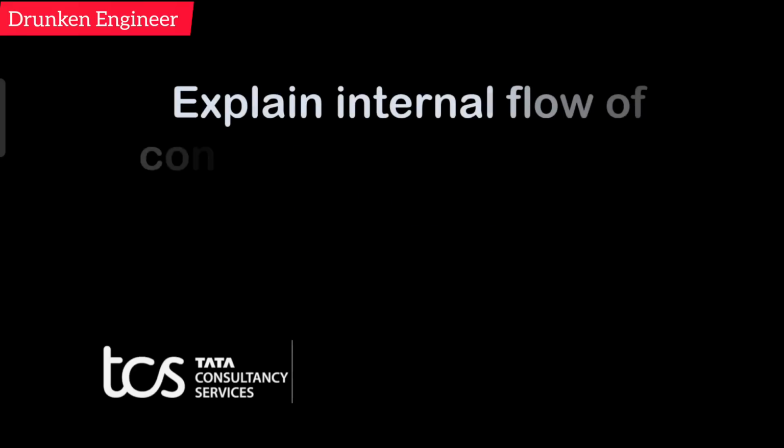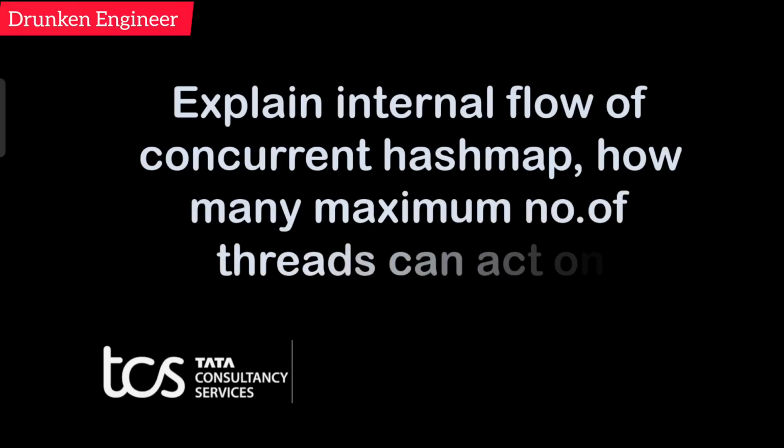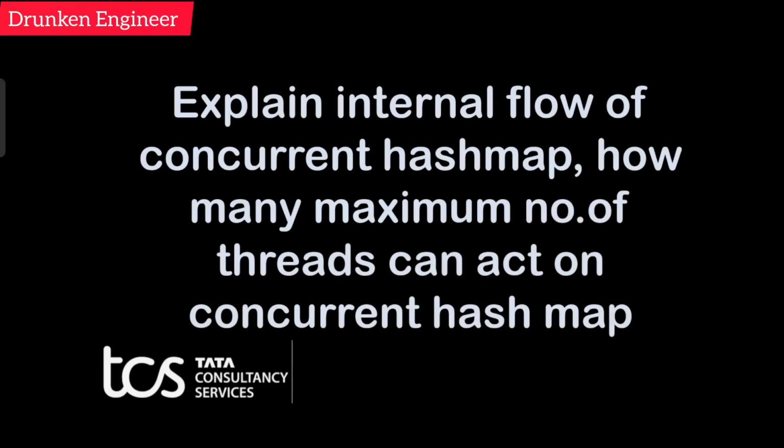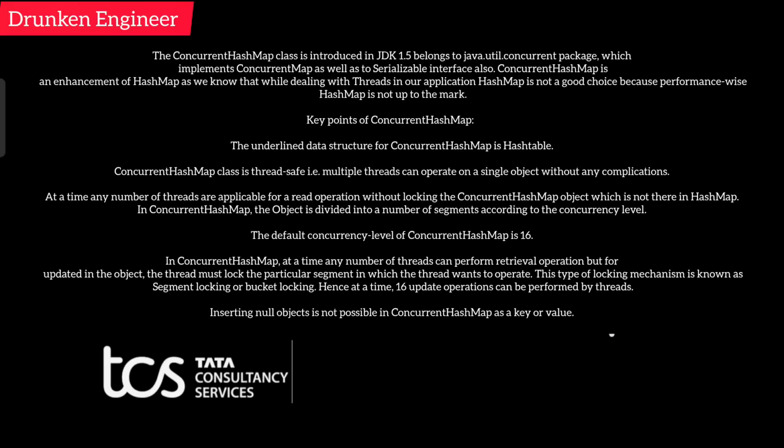Next question: explain the internal flow of ConcurrentHashMap. How many maximum number of threads can act on ConcurrentHashMap? We can answer it in this way. It got introduced in Java 1.5, belongs to the java.util.concurrent package, and implements the ConcurrentMap as well as the Serializable interface. ConcurrentHashMap is an enhancement of HashMap, as we know that while dealing with threads in our application, HashMap is not a good choice because performance-wise HashMap is not up to the mark.